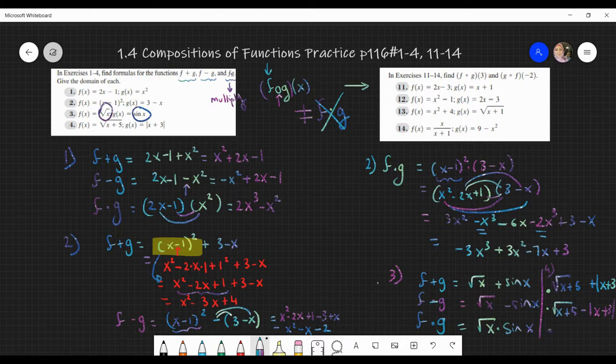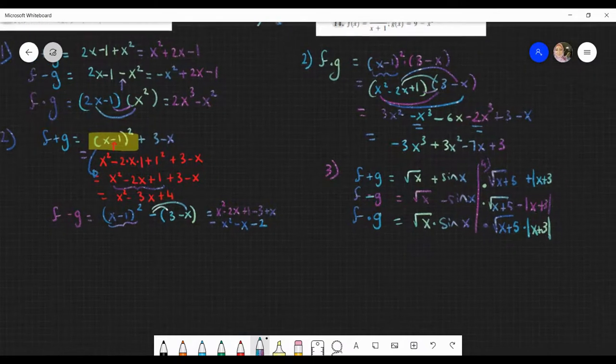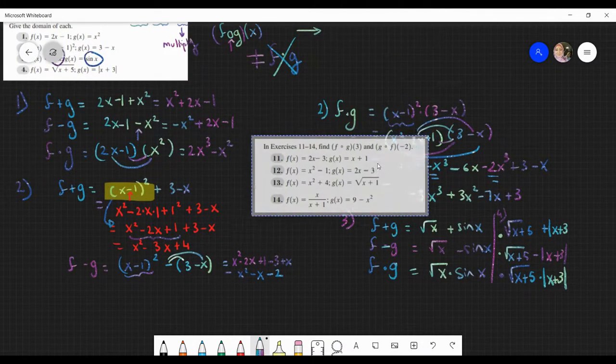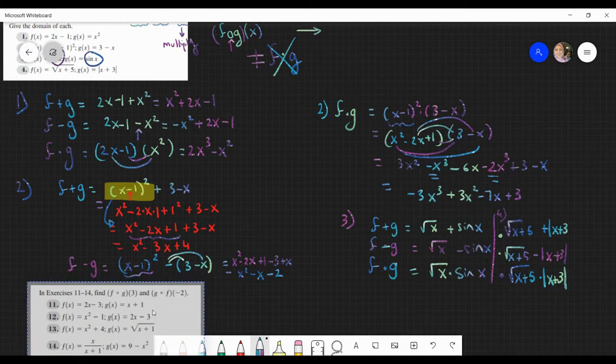I'm not solving. I'm just adding two functions. I'm multiplying two functions. I'm subtracting two functions. So that will be the resulting operations. So this will be 1 through 4. Now 11 through 14, and I'm going to need more space to write. So let's scroll this screenshot down so we can use it.